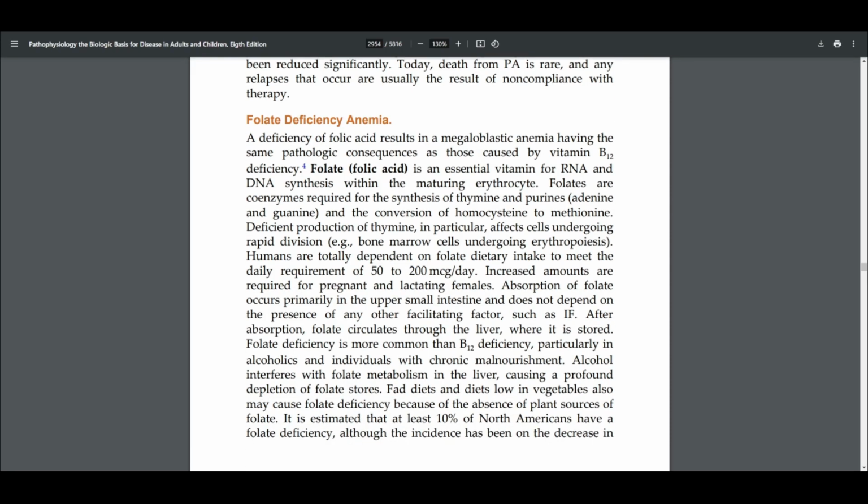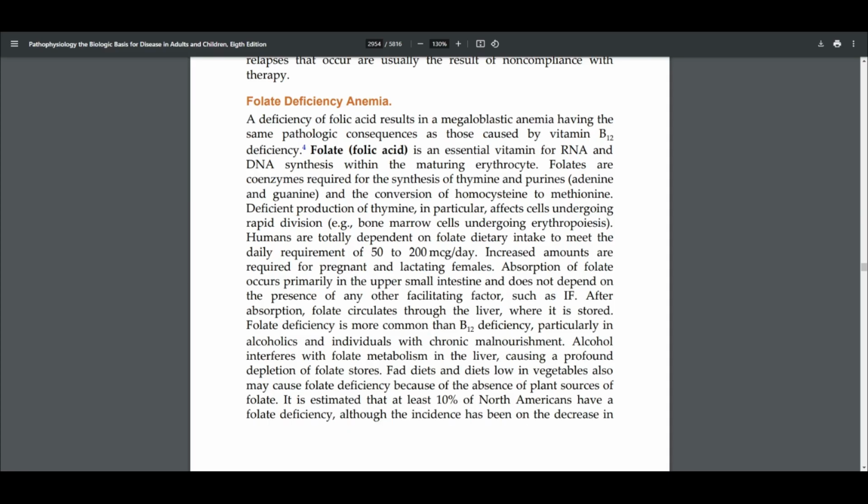So, that brings us to folate deficiency anemia. Folate deficiency anemia, a deficiency of folic acid, results in a megaloblastic anemia having the same pathologic consequences as those caused by vitamin B12 deficiency. Folate is an essential vitamin for RNA and DNA synthesis within the maturing erythrocyte.